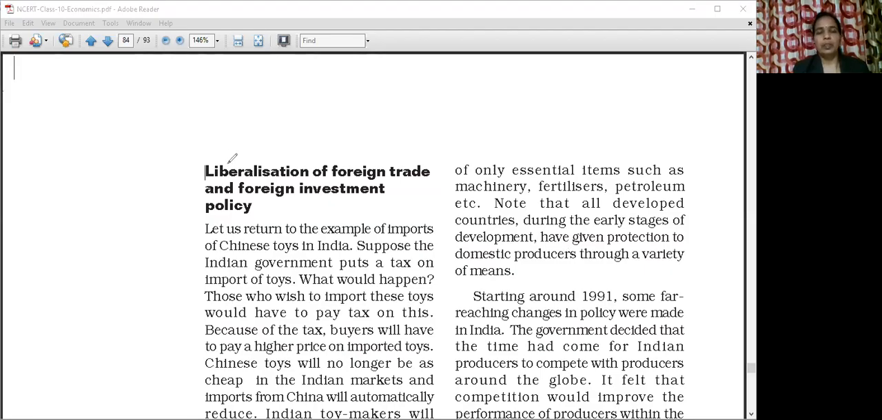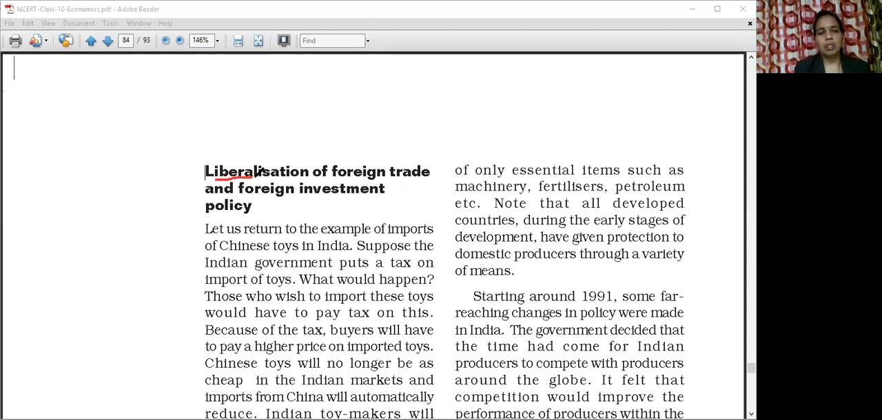Hello, we are looking at the factors which enabled globalization. In the earlier part, we have seen how technology supported or enabled globalization in the world. Now, the next factor, how it made changes or supported globalization, we will see in this part: the liberalization of foreign trade and foreign investment policy.